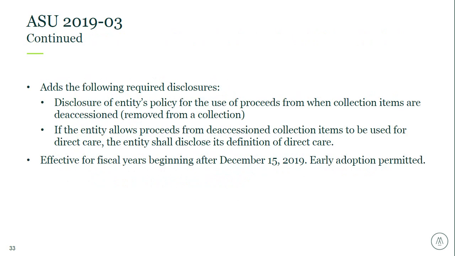With the change in definition, it did also change those disclosure requirements. So now entities are required to disclose the policy for what they can use proceeds for. So again, can they be used for purchases of new items, direct care of existing items, or a combination of both? And if you allow proceeds to be used for direct care, you would need to disclose the definition of direct care in the financial statements. And again, this is for fiscal years beginning after 12/15/19, so calendar 2020s, fiscal 2021s.